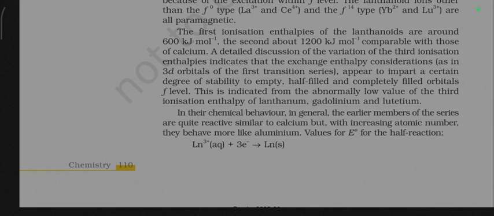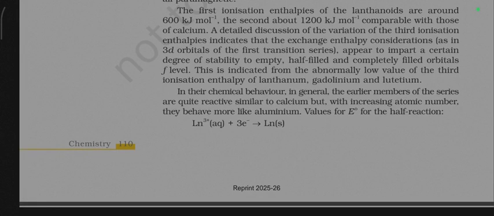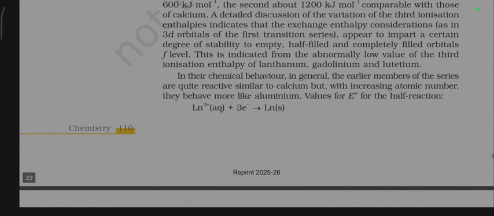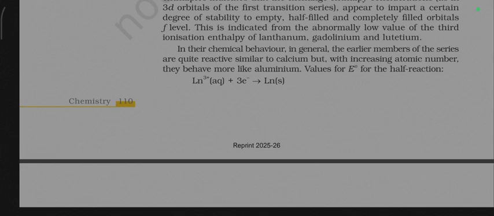The first ionization enthalpy of the lanthanoids is around 600 kJ mol^-1, the second about 1200 kJ mol^-1, comparable with those of calcium. A detailed discussion of the variation of the third ionization enthalpy indicates that the exchange enthalpy, as in the 3d orbitals of the first transition series, appears to impart a certain degree of stability to empty, half-filled and completely filled f level. This is indicated from the abnormally low value of the third ionization enthalpy of lanthanum, gadolinium and lutetium in their chemical behavior.